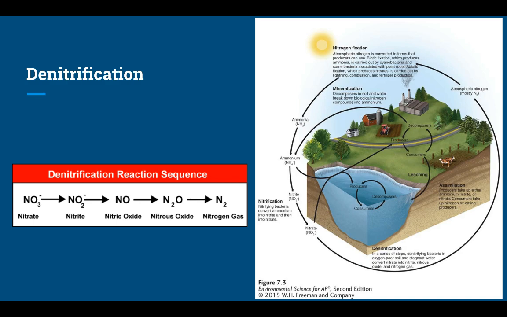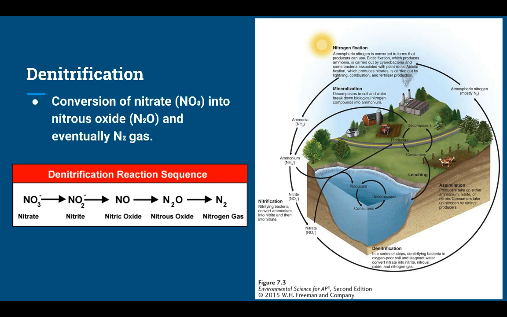So the denitrification sequence, what's happening here is in the bottom mostly of lakes, swamps, ponds, where there's lots of mud and not a lot of oxygen. There's limited oxygen. So what's happening here is ammonia is being converted into nitrate ions, and eventually it's going to be replaced back into the atmosphere into that N2 gas.